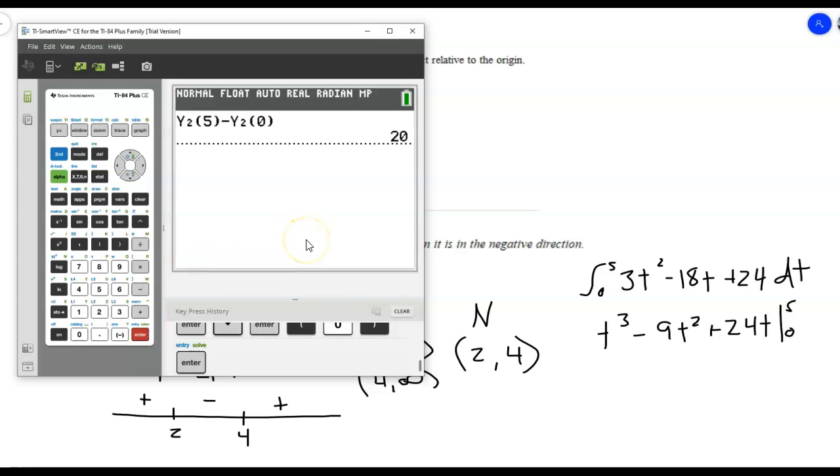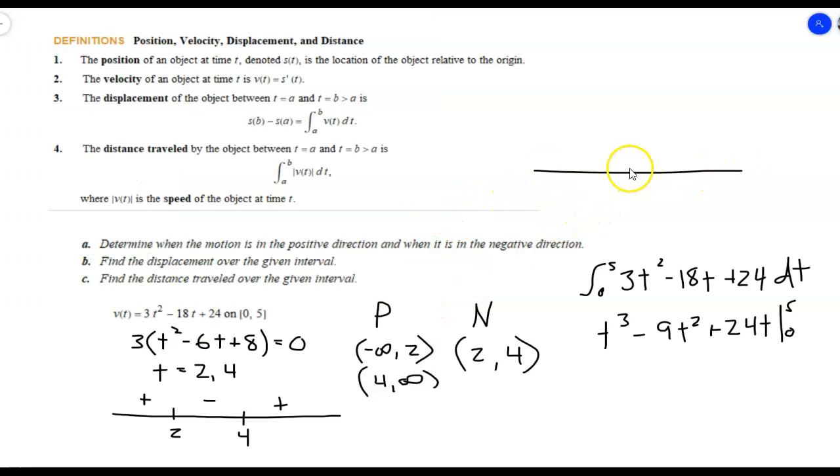That means that I am 20 to the right of wherever I started from on my line. So if my line is right here, I start here and I end here, and this distance here is 20. I don't know if it gives the units, let's say it's meters, 20 meters.